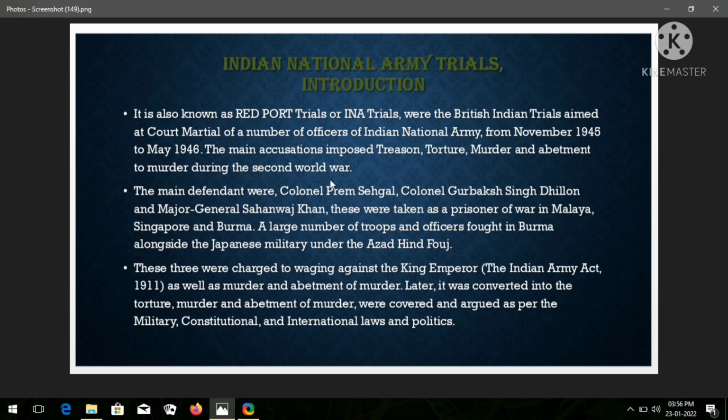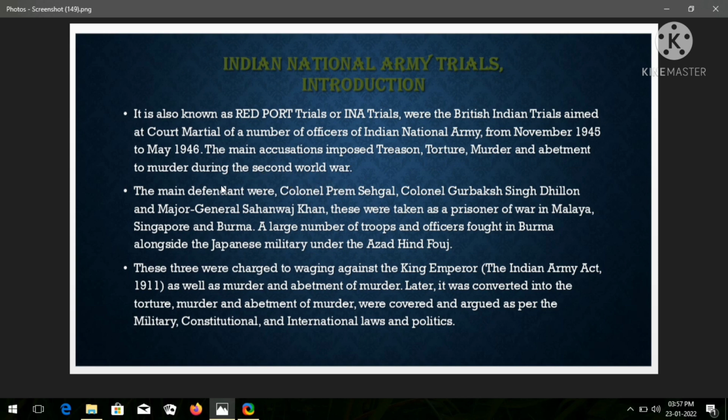When the war was finally over, the British came back again and claimed that the Indian soldiers did not play their role honestly and efficiently. Consequently, they imposed the allegations of treason, torture, murder, and abetment to murder on the Indian soldiers. So that was the basic story. But morally and ethically, it was a very immoral and illegal step taken by the British rulers at that point of time.